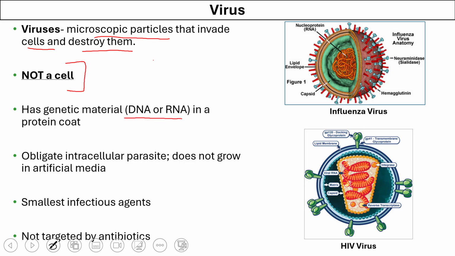Viruses have a genetic material, which can be DNA or RNA, which is enclosed in a protein coat. Viruses are called obligate intracellular parasites because they cannot grow outside of a host cell. They are very small infectious agents. They cause various diseases in their host body, and they cannot be targeted by antibiotic drugs. We can target bacterial cells with antibiotic drugs, but not the viruses.